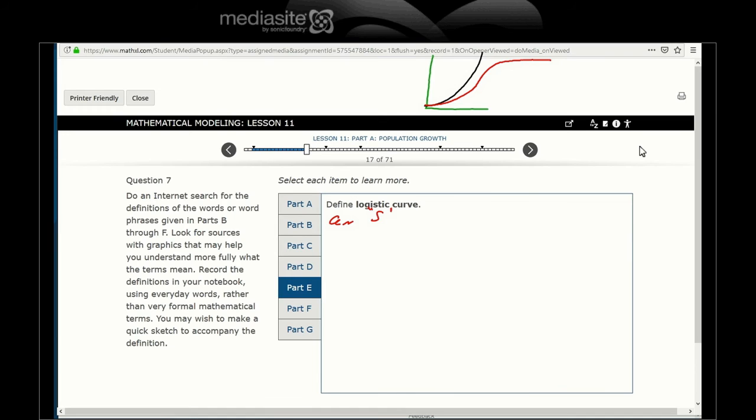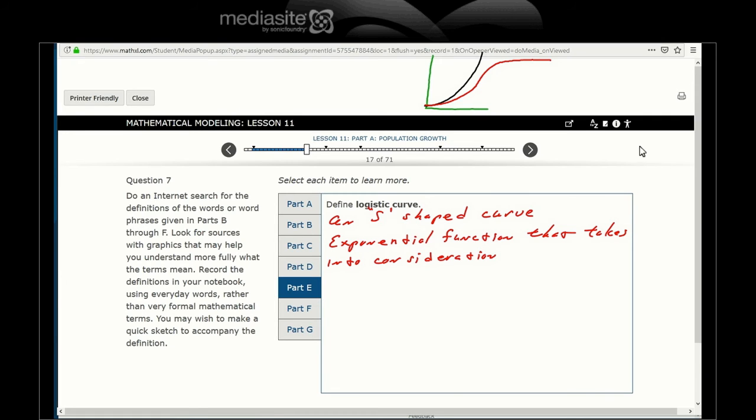and an S-shaped curve is an exponential function that takes into consideration constraints on the system.